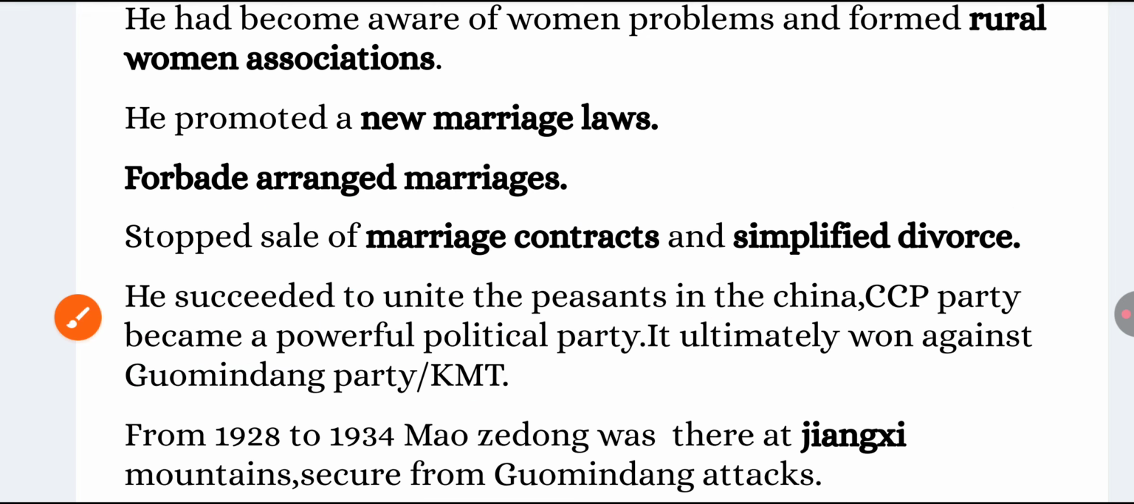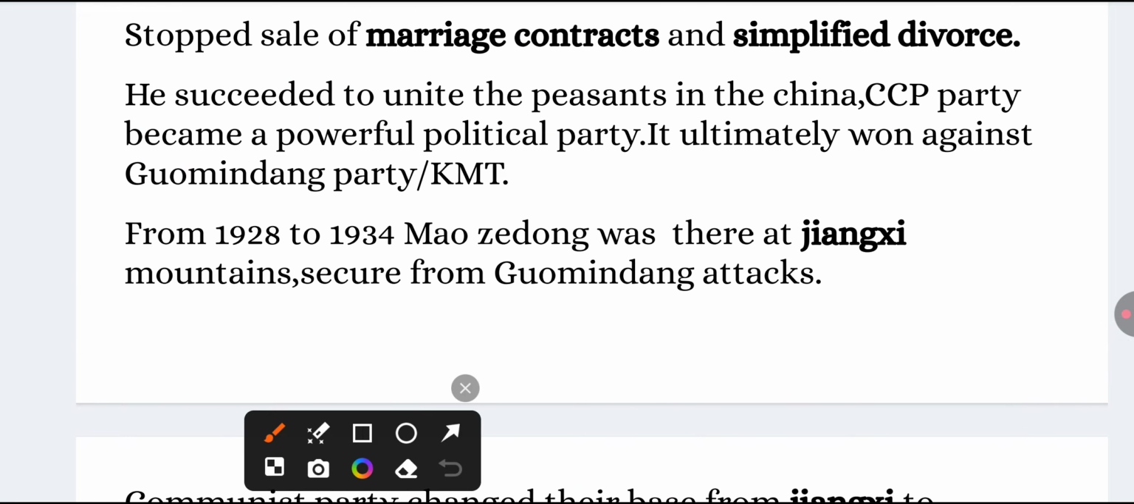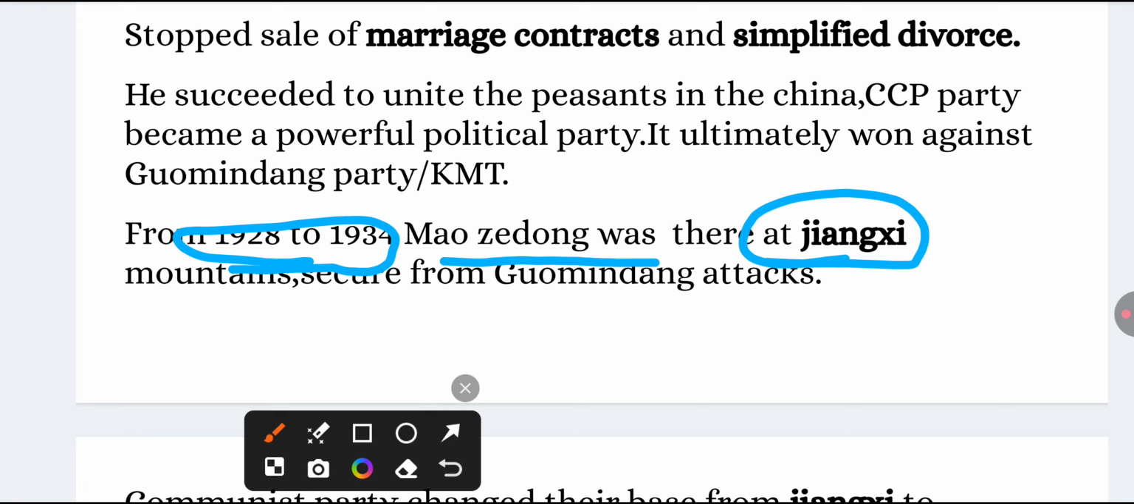How? Now, what is the idea? How did Mao Zedong work for China's development? From 1928 to 1934, Mao Zedong was in the Jiangxi Mountains. Why was he in the Jiangxi Mountains? Because many times the Guomindang party attacked Mao Zedong. So for his security, Mao Zedong was in the Jiangxi Mountains from 1928 to 1934.